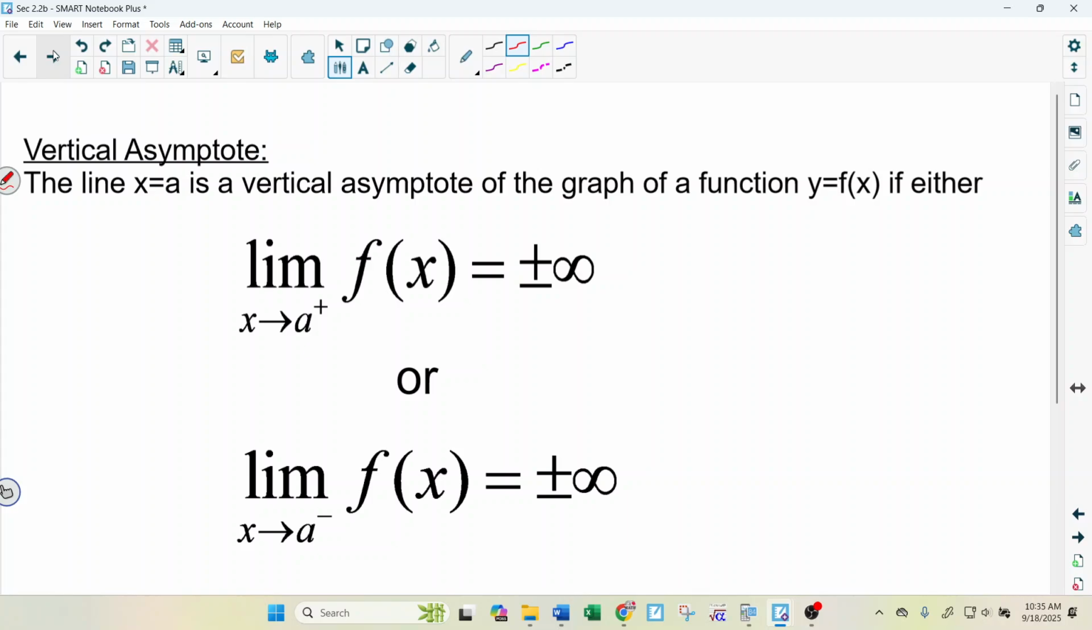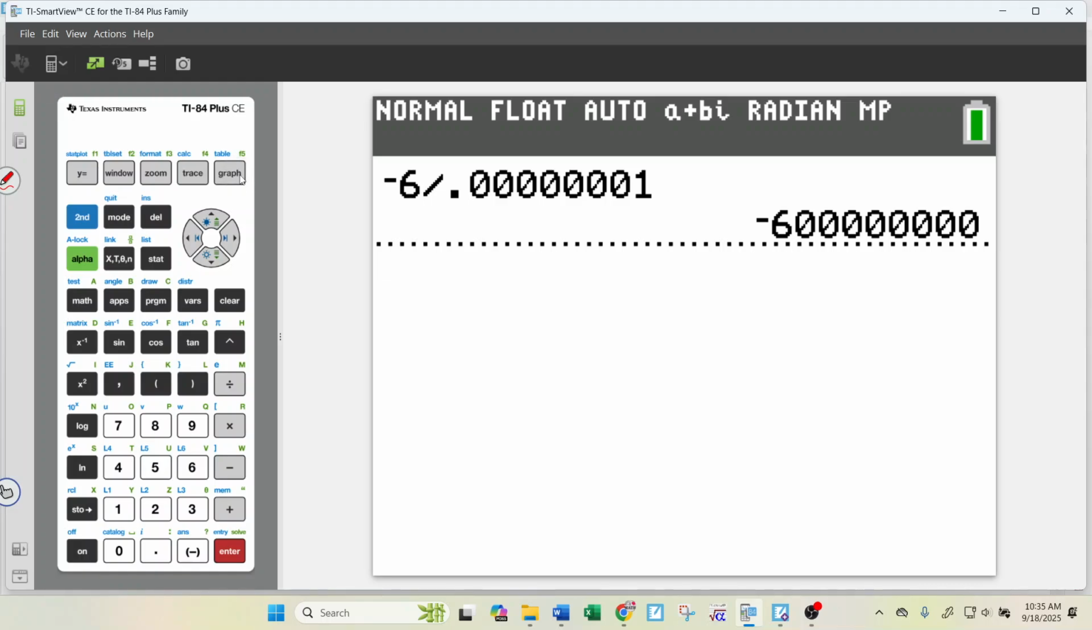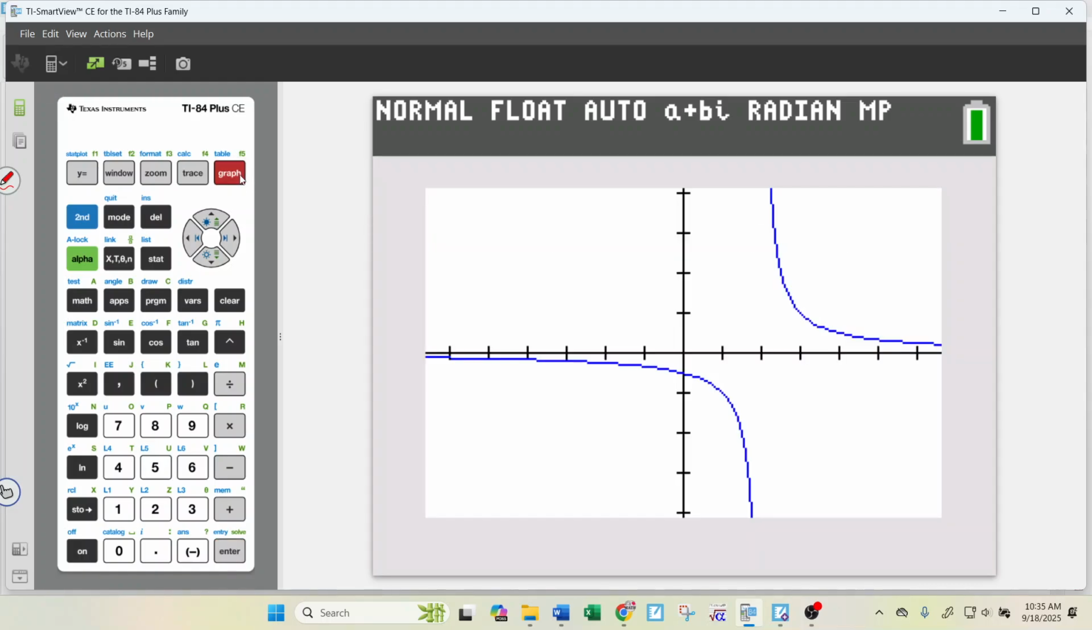And we kind of already saw that when we looked at this graph, right? So you approach from the right, it goes to infinity. You approach from the left, it goes to negative infinity. And that means we have a vertical asymptote right there.